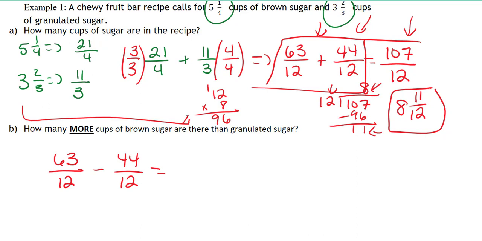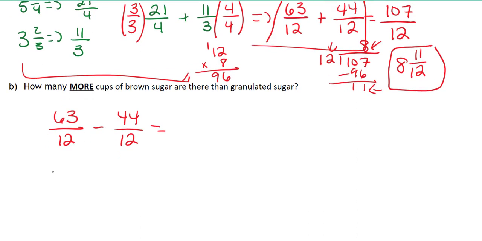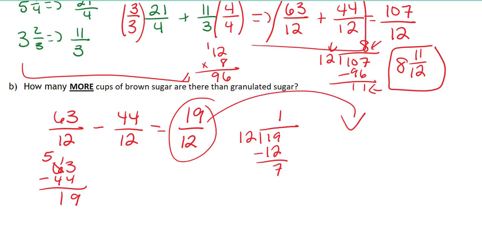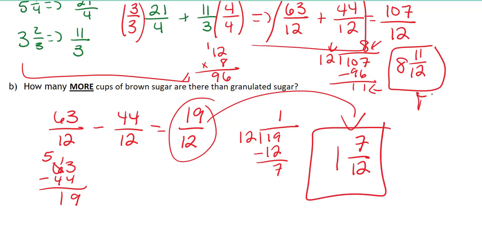So now we can go ahead and do this. We have 63 minus 44. Let's subtract. We need to borrow, so we have 13 minus 4, so that's 9. 5 minus 4 is 1. So we get 19 over 12. Let's get that into a mixed number. 12 can go into 19 one time. We subtract the 12, we get 7. So this improper fraction will become 1 7/12. So this is our answer for A, and this is our answer for B.